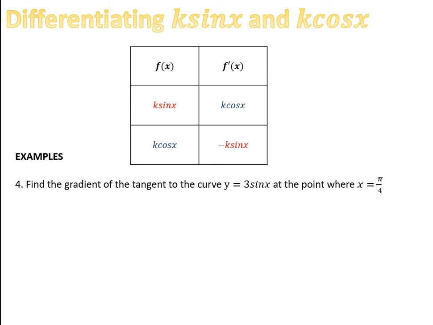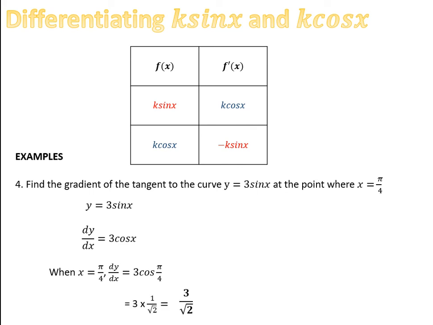Obviously we could put these in a context. This is just combining the two previous lessons that we've done. We want to find the gradient of the tangent to the curve y equals 3 sine x at the point where x equals pi over 4. Same kind of idea as before. We're going to differentiate first and then substitute in that value. So if y equals 3 sine x, the derivative dy by dx equals 3 cos x. At the point where x equals pi over 4, the gradient will equal 3 cos pi over 4. Pi over 4 is obviously 45 degrees. Cos pi over 4, or cos 45, is 1 over root 2. So 3 times 1 over root 2 is 3 over root 2.